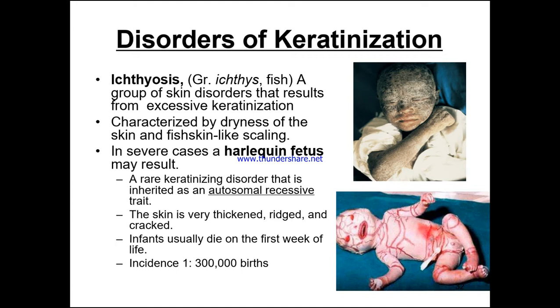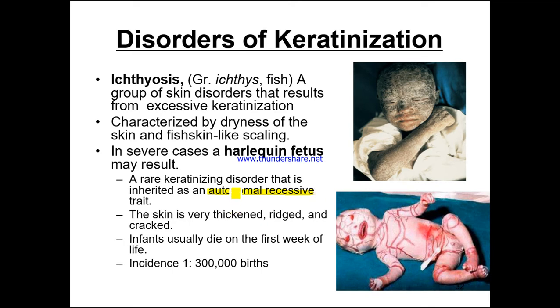So some of the disorders which can occur in keratinization are ichthyosis, a group of skin disorders that results from excessive keratinization. This is where too much keratinization rather than not enough occurs. It's characterized by dryness of the skin and fish skin-like scaling. In severe cases, you can have something called a harlequin fetus, which is a rare keratinizing disorder that is inherited as an autosomal recessive trait. So I'll just highlight that for your genetics.